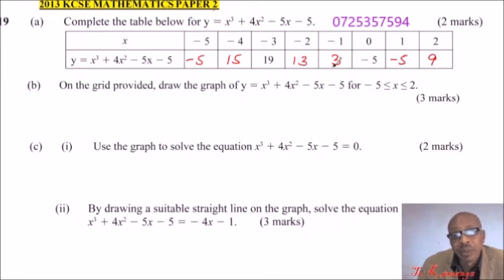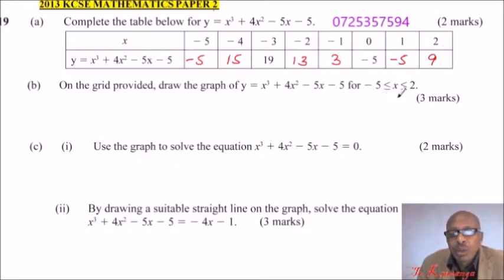B, on the grid provided, draw the graph of y equals x cubed plus 4x squared minus 5x minus 5, for x greater than or equal to minus 5 and less than or equal to 2. This is called the range. So when you fill in these values, then you get 2 marks.